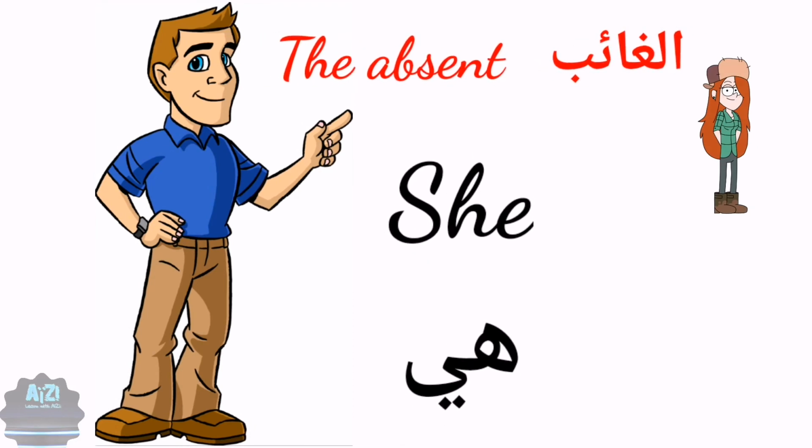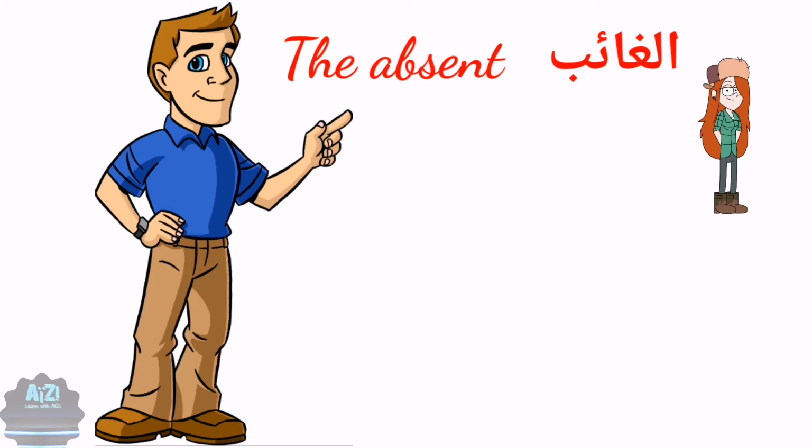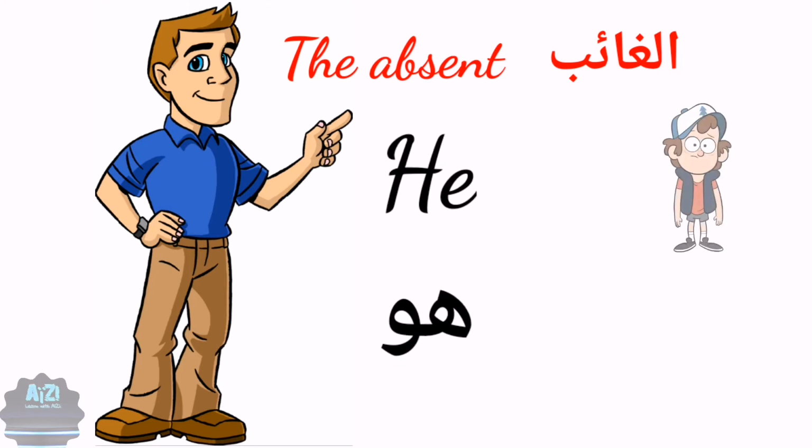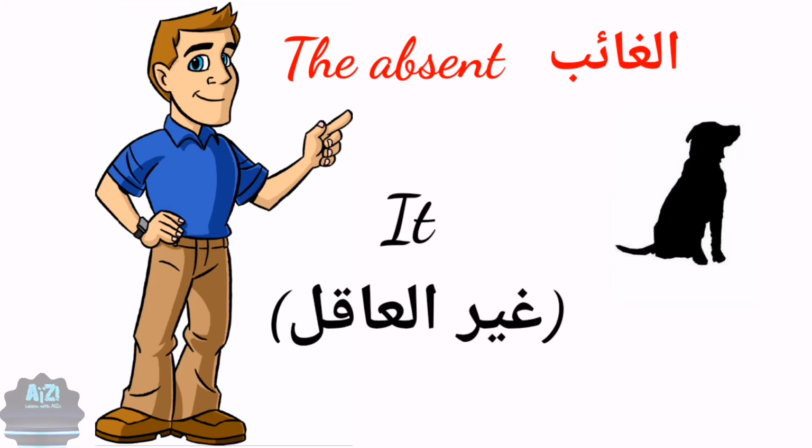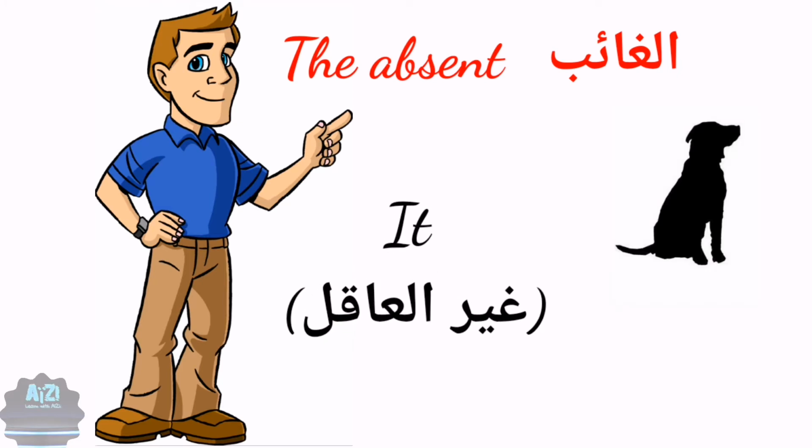She is for the absent feminine. When I talk about a girl, she is Sarah. He is for the absent masculine. When I talk about a boy, he is Ali. It is for the non-human. It can be for animals, objects, or ideas. For example, it's my dog.